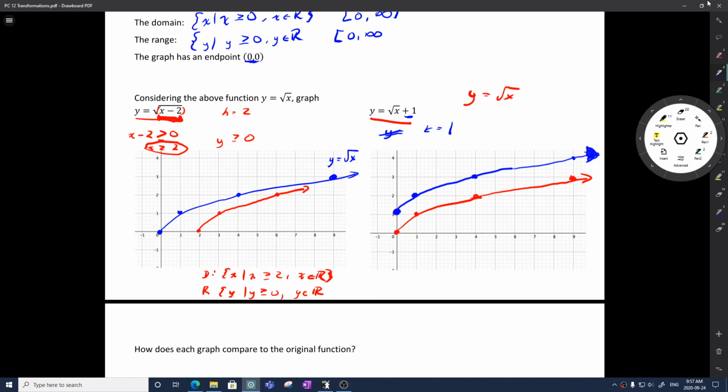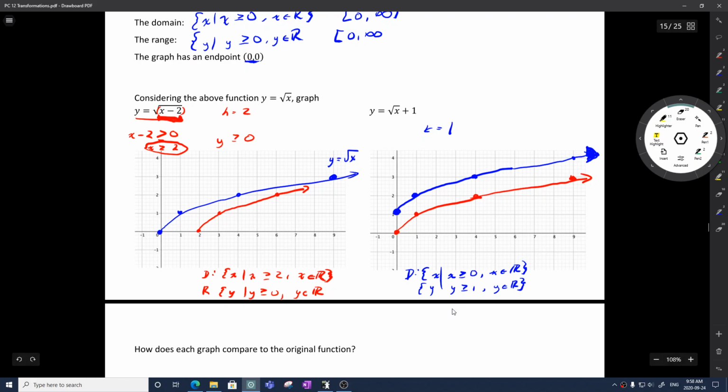From this, we're able to see the domain and range. So write down the domain and range, and I'll quickly do it. Just look at the graph, and then we'll try to pick apart the equation for the domain and range. From the graph, I get my domain as x is greater than or equal to 0, and my range as y is greater than or equal to 1.